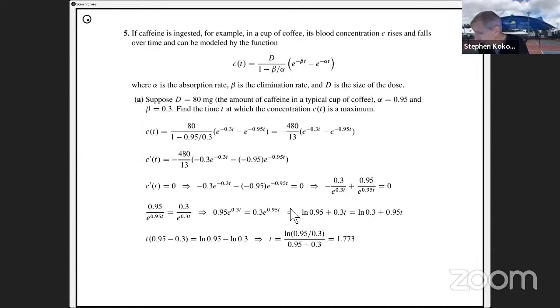Some cool stuff going on here. I'm going to plug in all these values for alpha and beta, and I'm going to get an equation that kind of looks like this. And that's the equation that I want to maximize. So again, this is kind of a cool optimization problem.